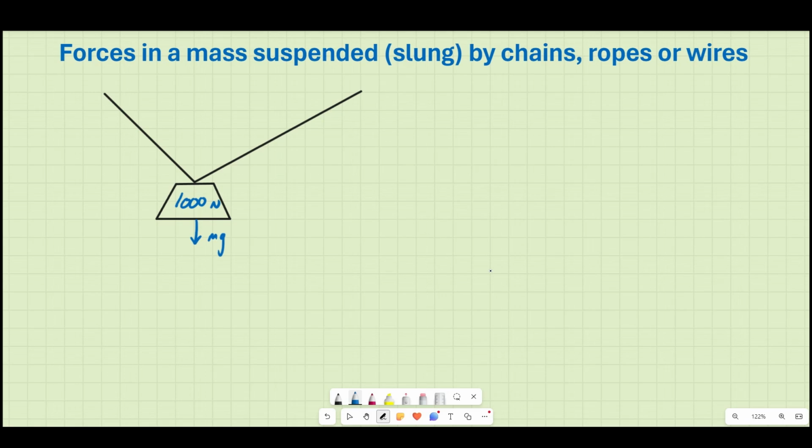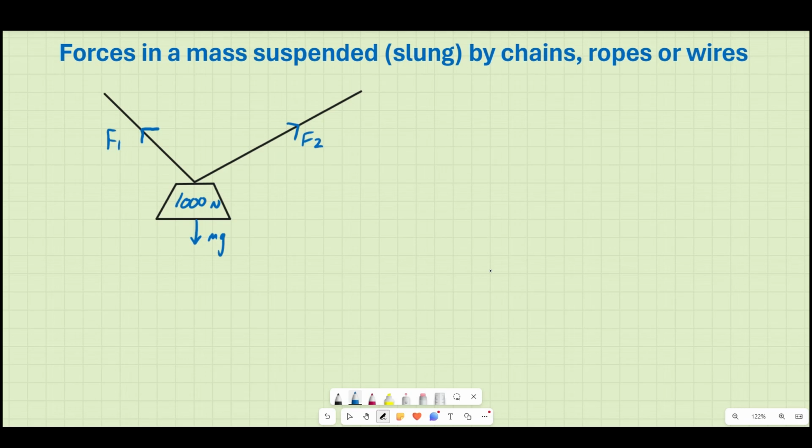And then let's call the tension in the left-hand chain force 1, and the tension in the right-hand chain force 2. So F1 and F2 are pulling out to the side and pulling upwards, and they are counteracting the vertically downwards force from gravity. Now, for equilibrium, we can assume that this whole system doesn't move.